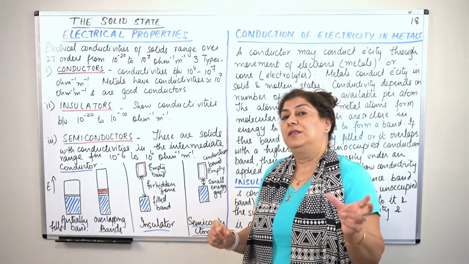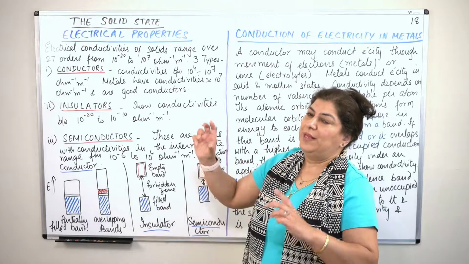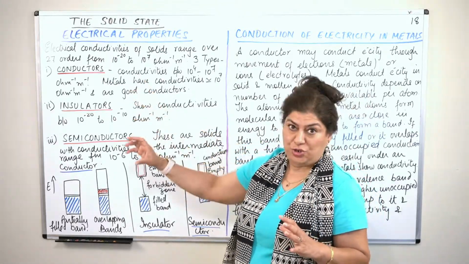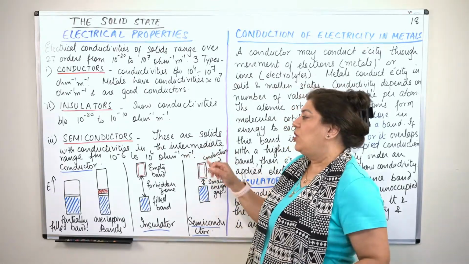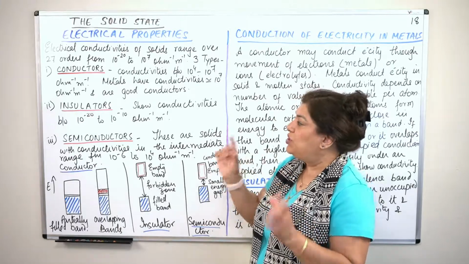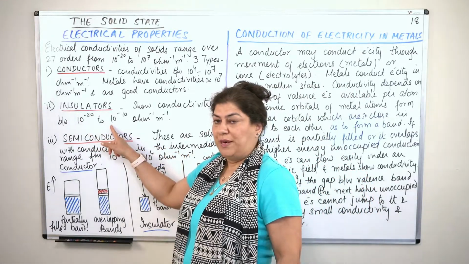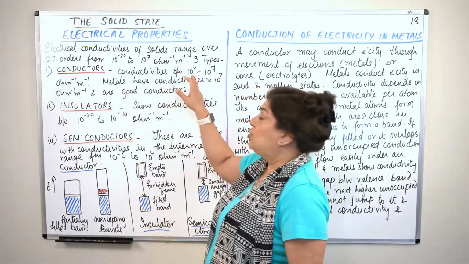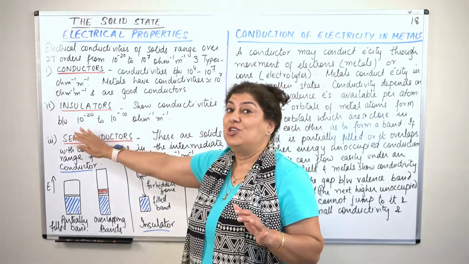Then comes the third category, that is semiconductors. The conductivity of semiconductors falls between conductors and insulators. So these are solids with conductivities in the intermediate range. It is not between 10 to the power minus 20 to 10 to the power minus 10, and it is not between 10 to the power 4 to 10 to the power 7. It's not as high as this and it's not as low as this.